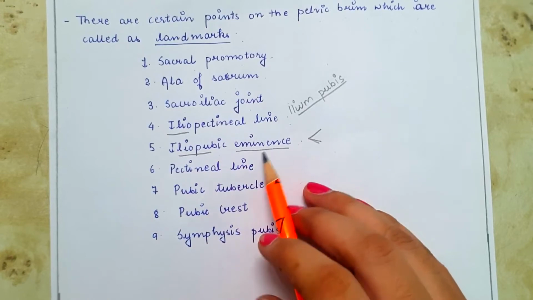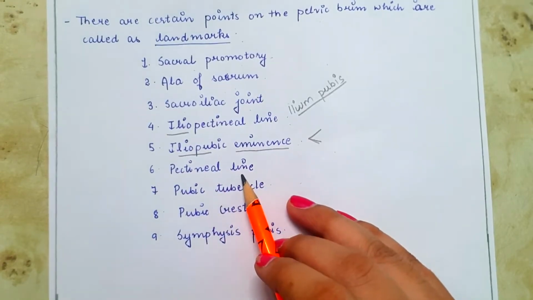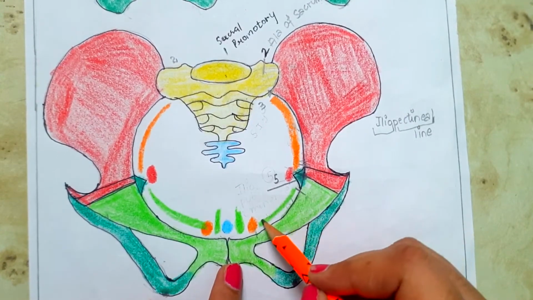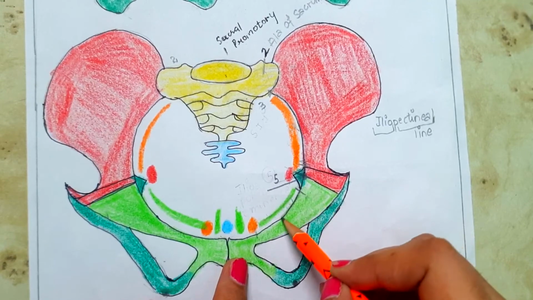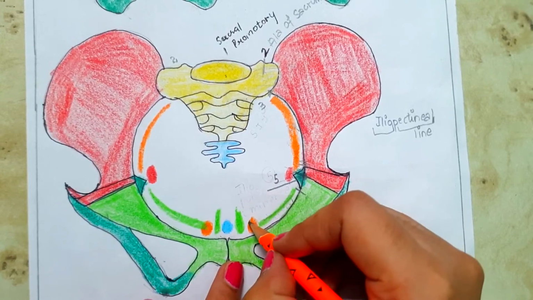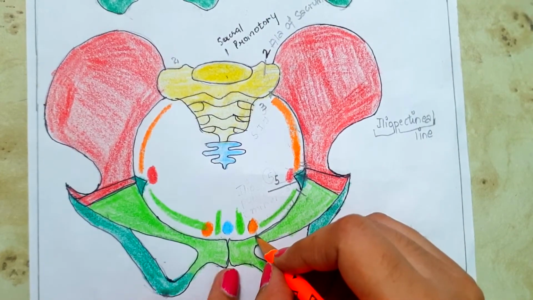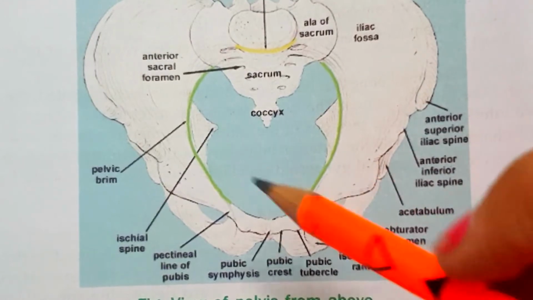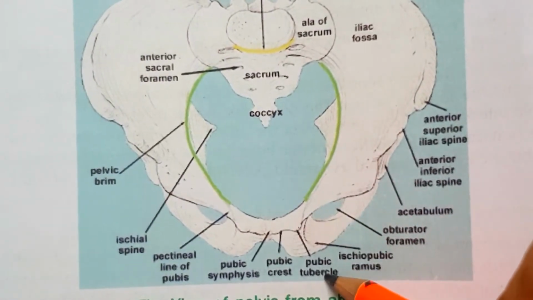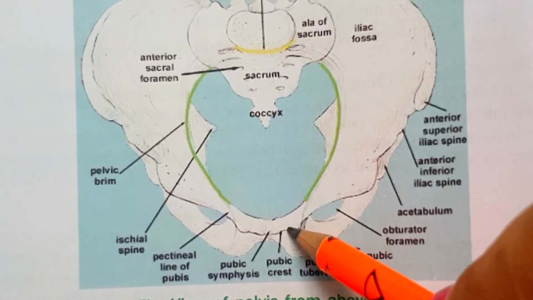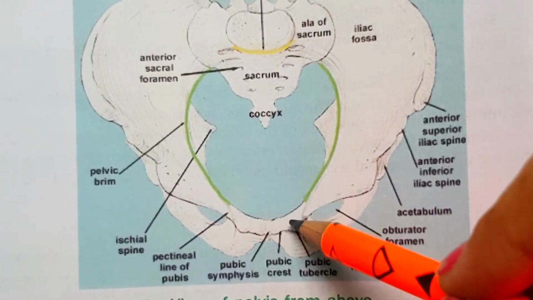After the iliopubic eminence, next is the pectineal line, and after the pectineal line, this is the pubic tubercle on both sides. Now what is the pubic tubercle? Here you can see this is the pubic tubercle. This area is slightly protruded, or prominent, or we can say bulged out.